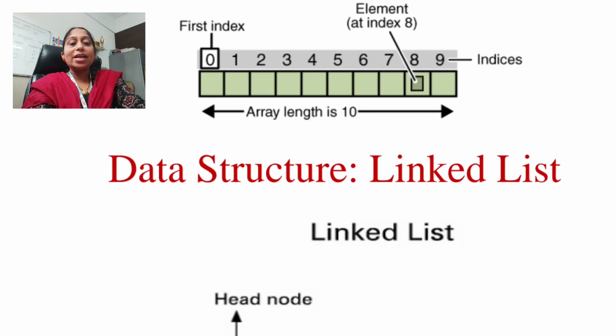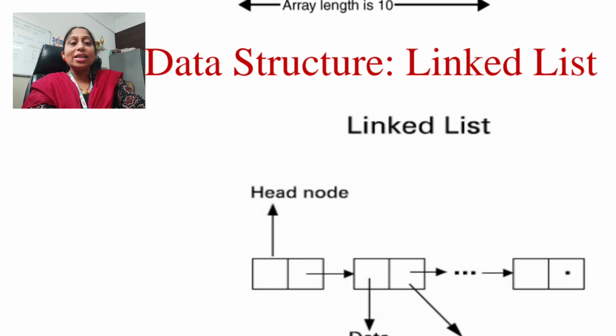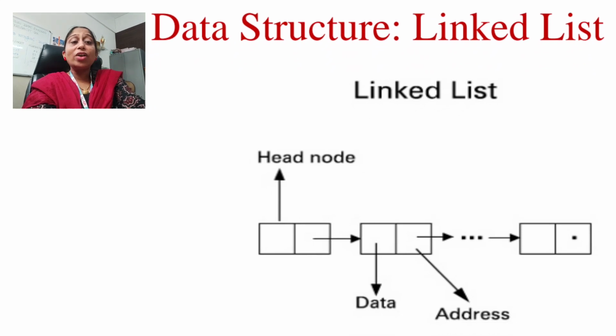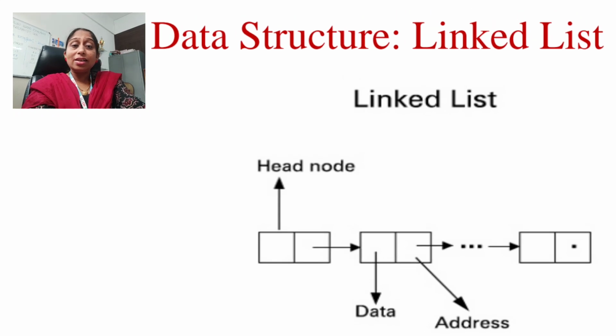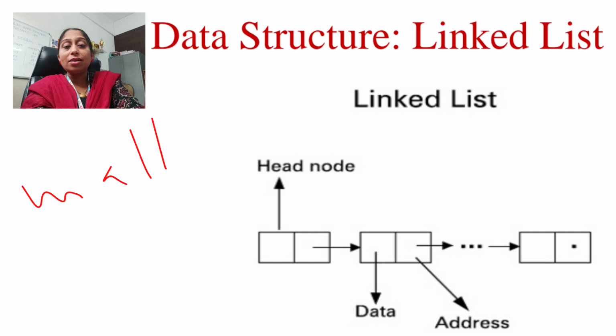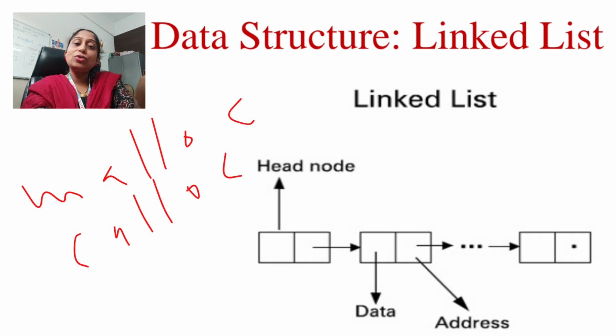The next data structure is the linked list. A linked list is a very famous and important data structure. Why am I telling you this? Because we can create a linked list using a dynamic data structure. It comes under dynamic because we allocate memory dynamically, meaning at runtime. There are keywords which help us allocate memory at runtime: malloc and calloc. These are used to allocate memory at runtime.